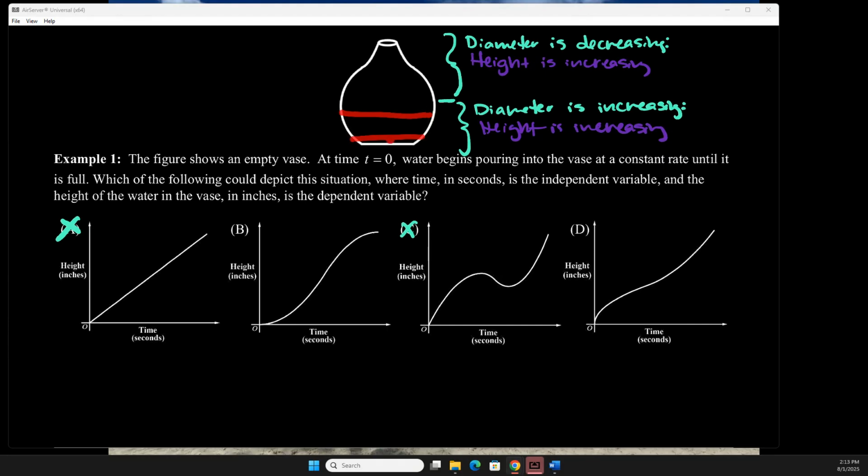It starts out faster. Right, the height is increasing, and as we go up it's still increasing, but it's slowing down because it's taking more water to change the height. So at that bottom, the height is increasing at a decreasing rate.